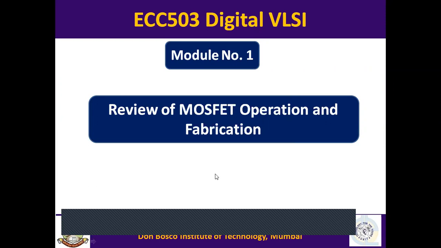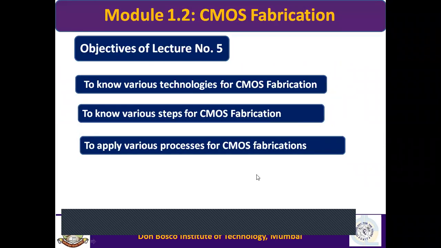Okay, we'll start. This is lecture number 5. What we are going to do in this lecture is CMOS fabrication. This is again module number 2. We have not completed module number 2. Today we will complete it. It's CMOS fabrication. CMOS means complementary metal oxide semiconductor fabrication.